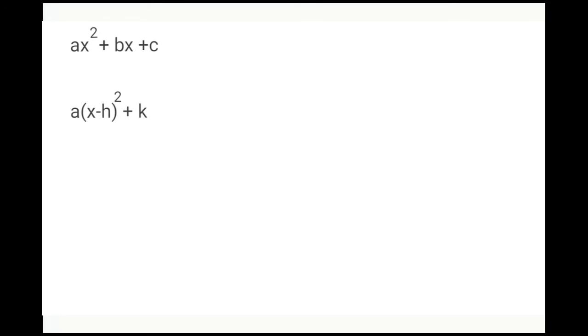The first step would be to divide by a so that the first term has no coefficient. Next, we would use the completing the square formula to isolate the x minus h term. In this case, b over 2a represents h, and b squared over 4a squared plus c over a represents k.